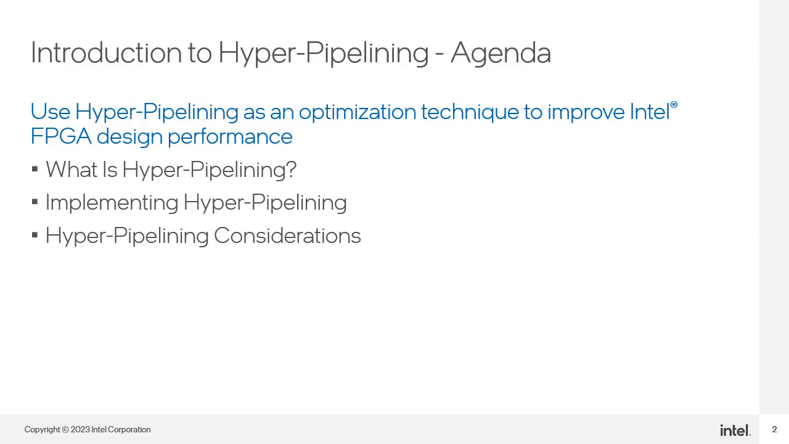By the end of this course, you will be able to use HyperPipelining, the second stage of HyperFlex optimization, to boost your FPGA design performance. First, we will define exactly what HyperPipelining is and how it compares to conventional pipelining. Next, we will demonstrate how to use the reports from the Fast Forward Compile tool to help you implement HyperPipelining. Finally, we will go over some things to think about when you begin implementing HyperPipelining in your own designs.